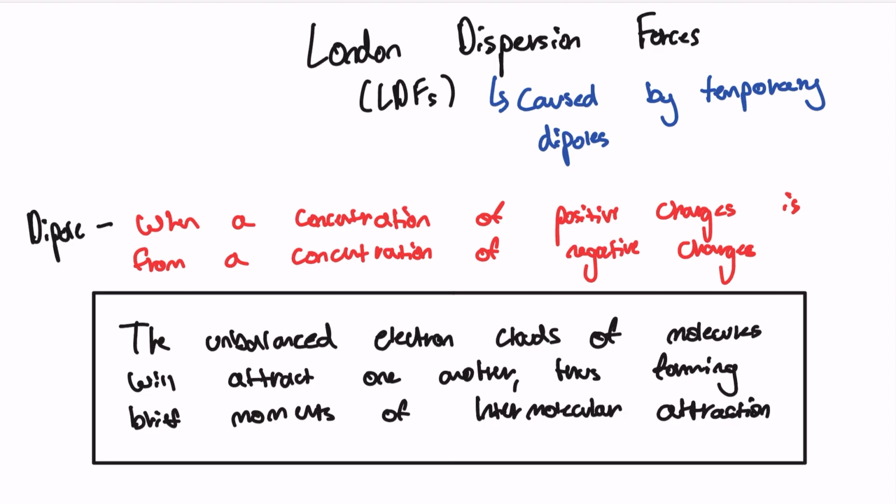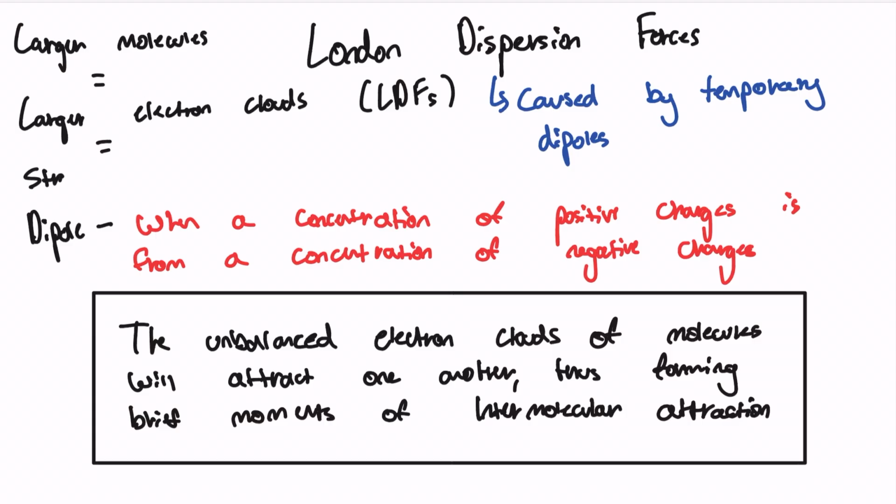It's also important to note that as the size of our molecule grows, so does the strength of our London dispersion forces. This is because larger molecules will have larger electron clouds, and thus stronger moments of polarity.